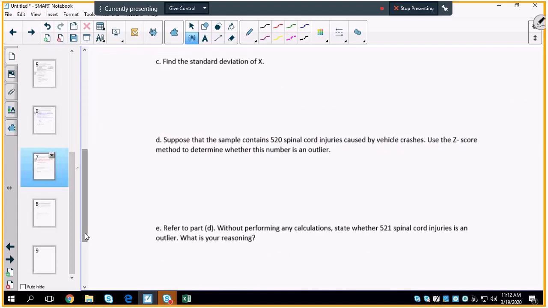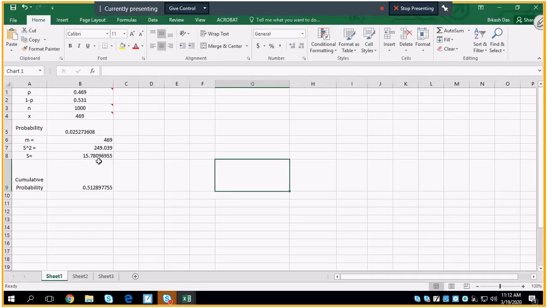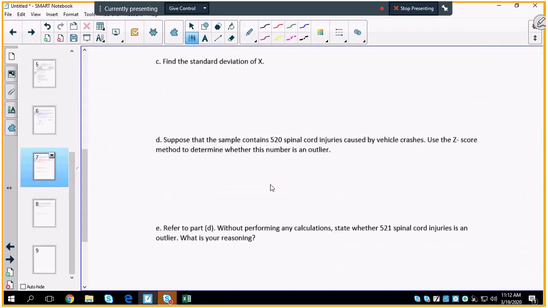Then it is asking me to find the standard deviation of X. It is already found. All I need to do is get that information. Standard deviation is 15.78096, but I'm rounding it to 4 decimal places, so I'll get 15.781. So standard deviation sigma is 15.781.